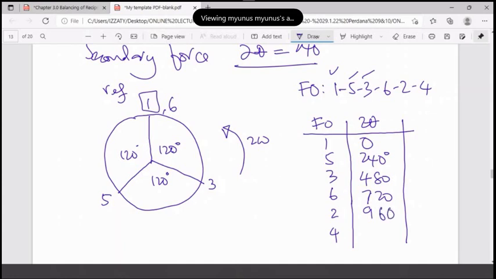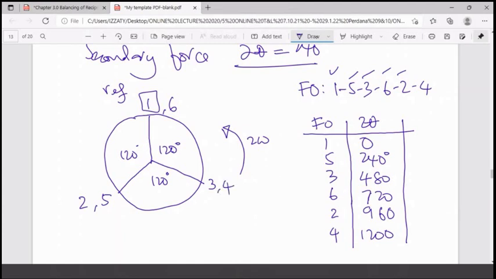What will your 960 be now? It will be here, isn't it? After number 6, it is number 2. Then after 960, another 240. What do you have here? You will have 1,200, correct. So where will number 4 be? Number 4 will be here. Does it balance or not? It is balanced.